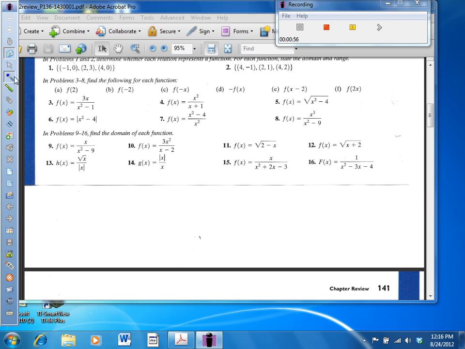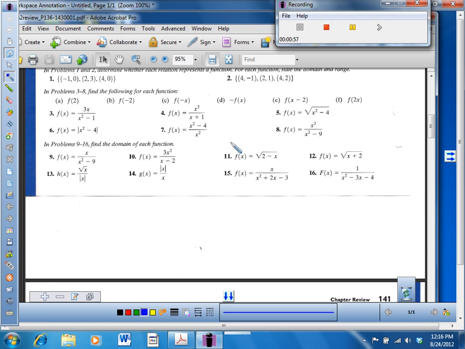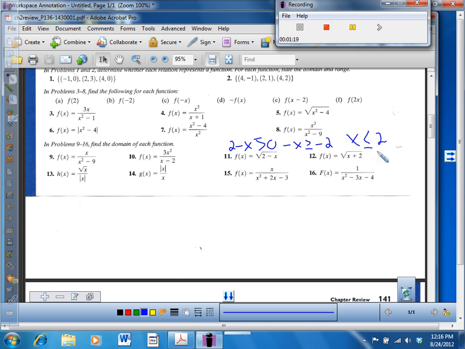For this one, 2 minus x has got to be greater than or equal to 0, right? So that means that negative x has got to be greater than or equal to negative 2. And then if you multiply through by negative 1, the sign flips, and you get x has got to be less than or equal to 2. Does that make sense?